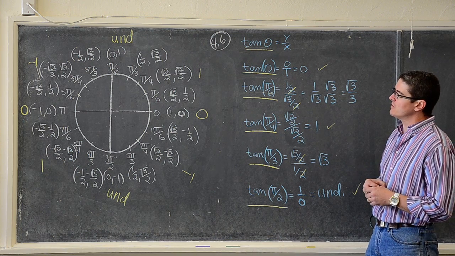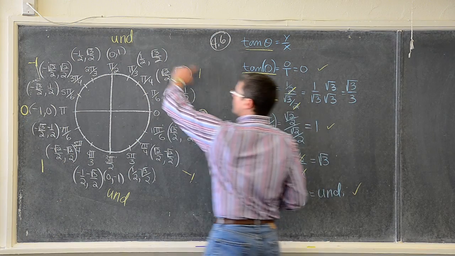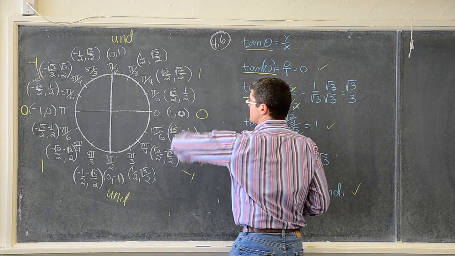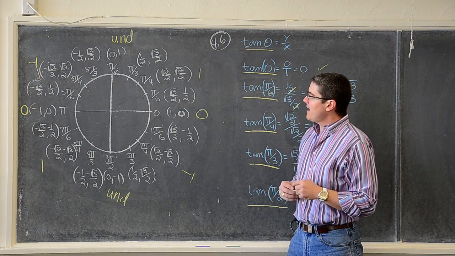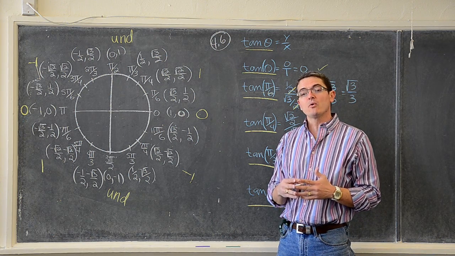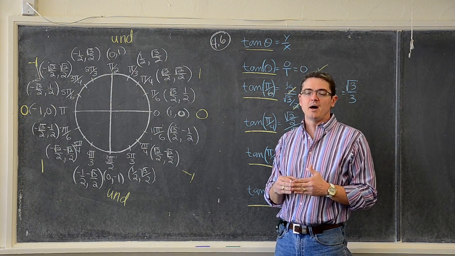They do have vertical asymptotes. So we got these easy values that we're going to use to sketch the standard tangent and cotangent graphs in a second. And let's talk about why tangent only has a period of pi instead of 2 pi.